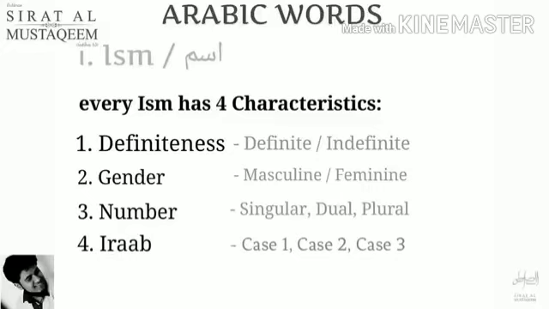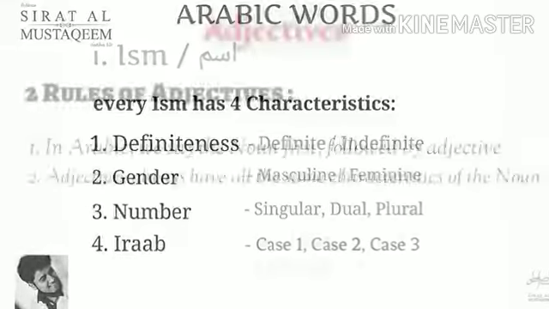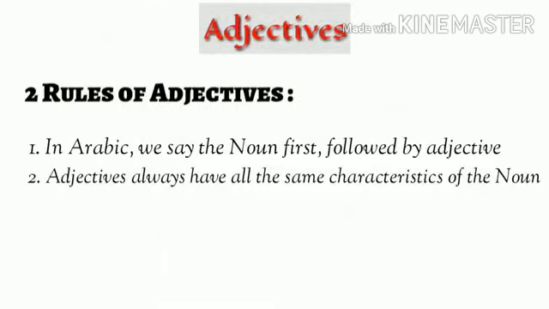So, if noun is definite, adjective will be definite. If noun is indefinite, adjective will be indefinite. Okay? If noun is masculine, adjective will be masculine. If noun is feminine, adjective will be feminine. Okay? If noun is singular, adjective singular. If noun is dual, adjective will be dual. If noun is plural, then adjective will be plural. Okay? If noun is in case 1, 2, or 3, adjective will also have the same case, same i'rab. Do you understand? So, the characteristics of ism will be the same for the adjective just as the noun. That's what I mean to say.